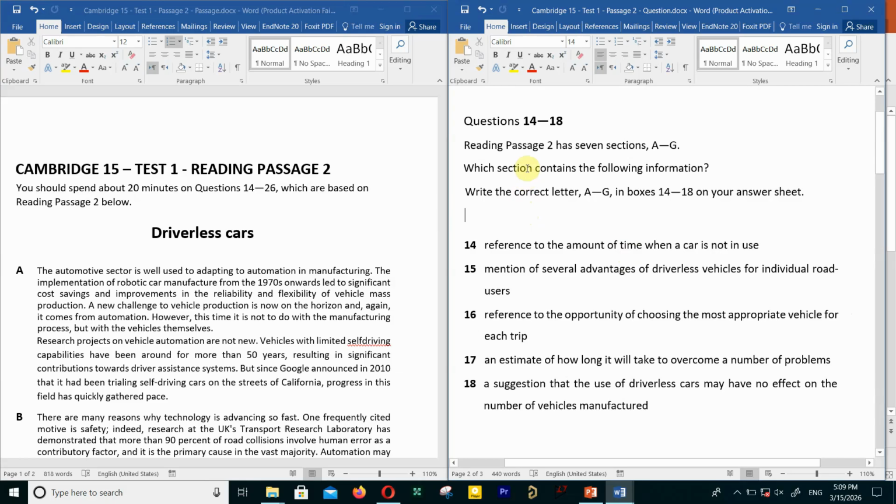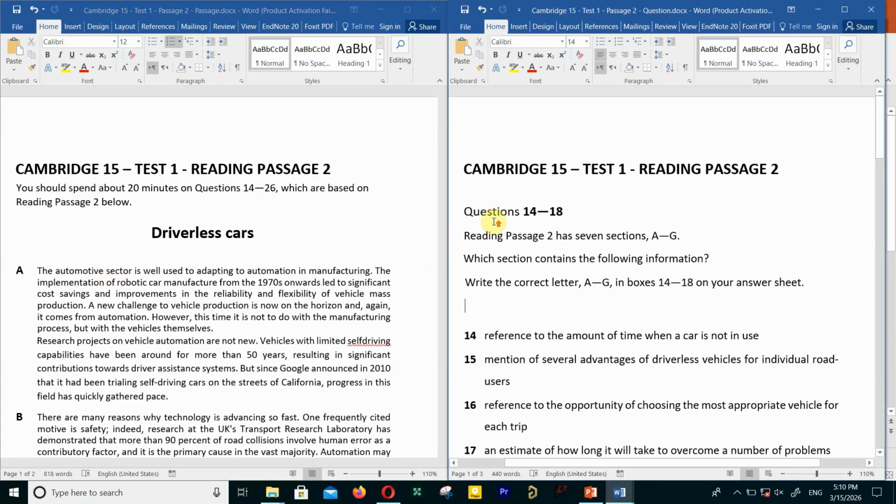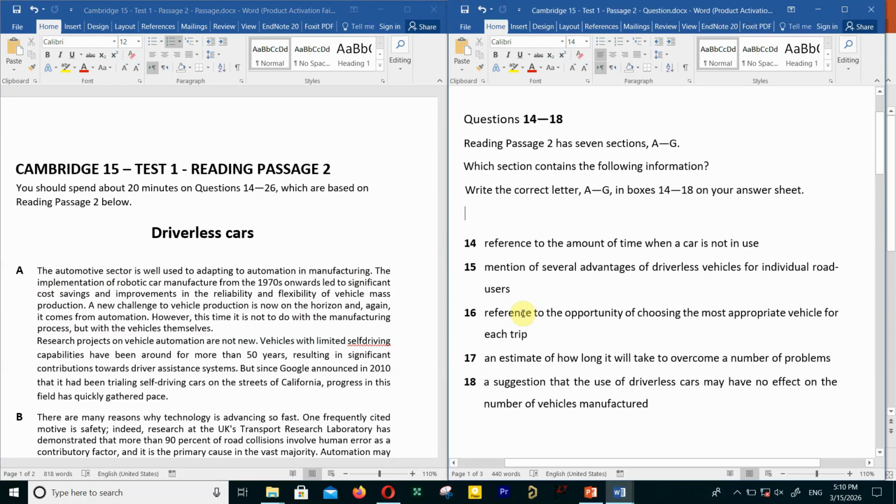Here it says, which section contains the following information, and there is nothing mentioned of, for example, one statement containing more than one paragraph. So probably each of these relates to just one paragraph. For example, if I choose A for question 14, then for the rest A is not an option. So this is the whole idea.